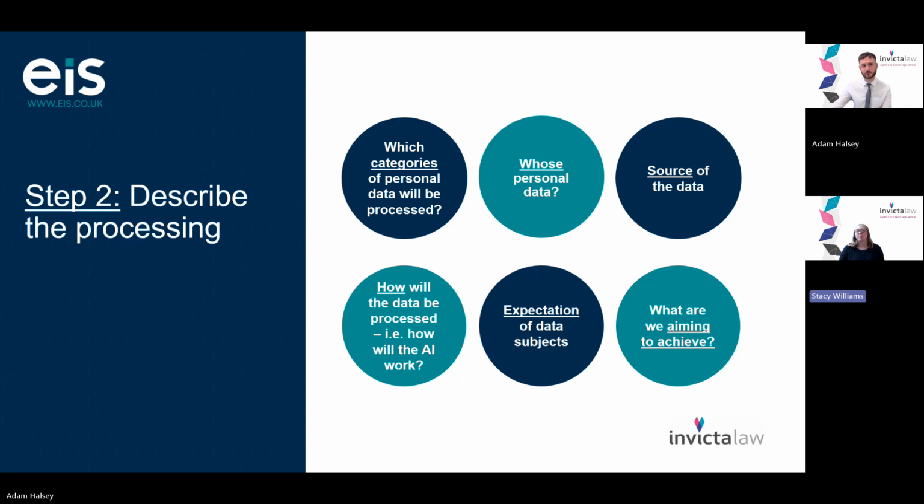So, describing the processing in step 2. We'll need to identify which categories of personal data will be processed. So that could be names, that could be email addresses. It could also be special category data. So we may be putting SEND information or pupil premium, for example. Whose personal data are we going to be processing? Is it going to be students? Is it going to be staff members? Is it going to be both?